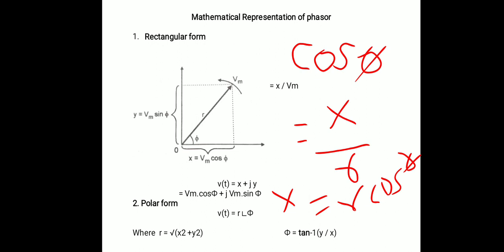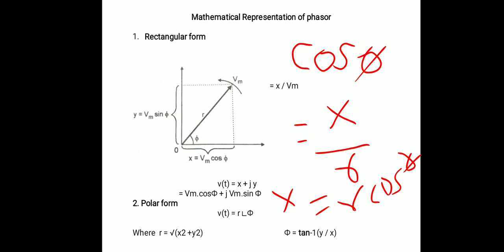So what is the polar form? In the polar form of phasor representation, the mathematical equation is V of t is equal to r at the angle of theta. So what is r? r is the diagonal of that right angle triangle. That right angle triangle has three sides. One side is x, another side is y, and one side is r. Okay, it is the right angle triangle.